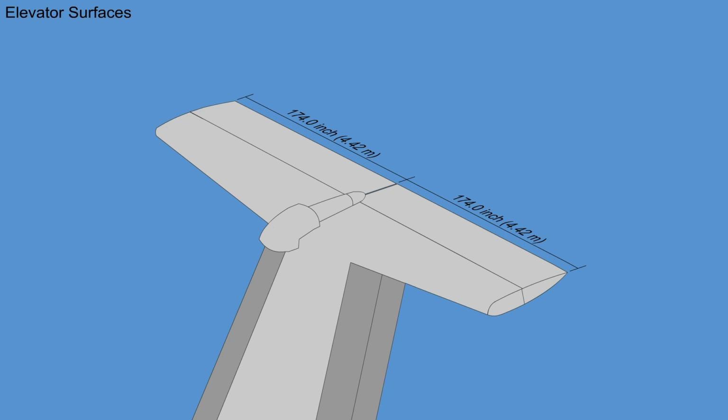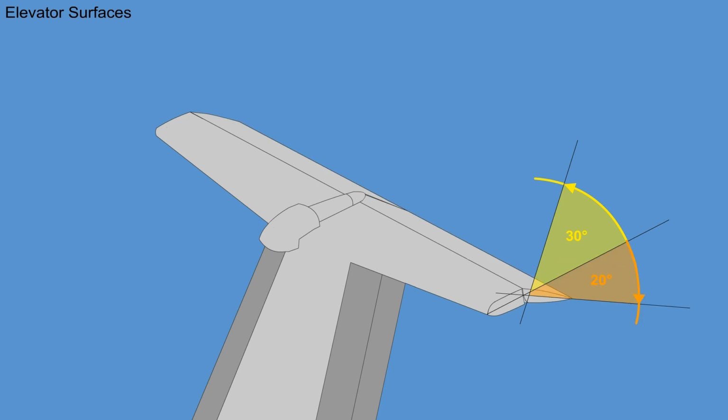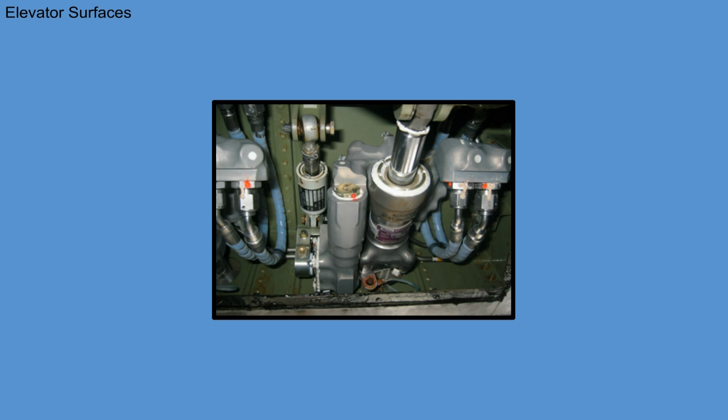Each elevator has a span of 174 inches, 4.42 meters. The elevator surface travel is 30 degrees up and 20 degrees down. Flutter suppression is given by a retained stiffness in the PCUs.